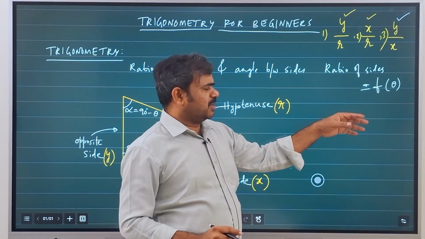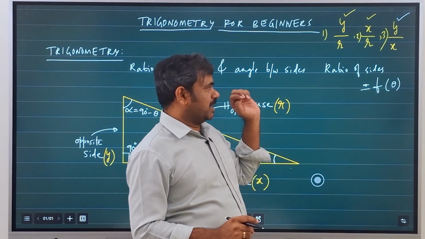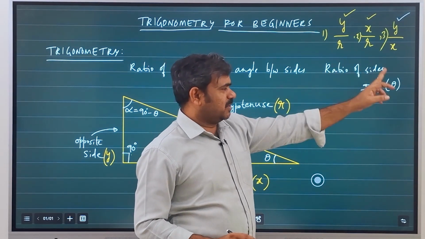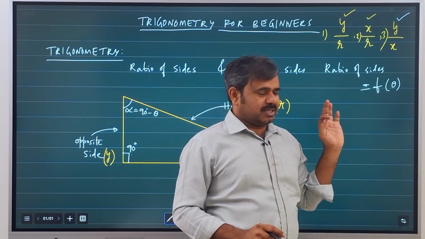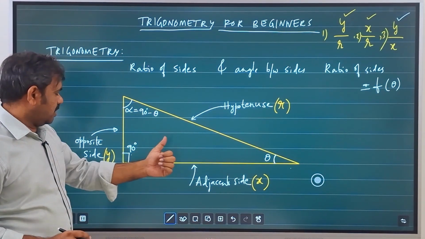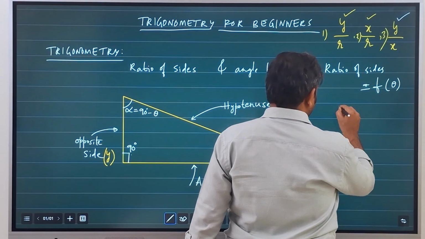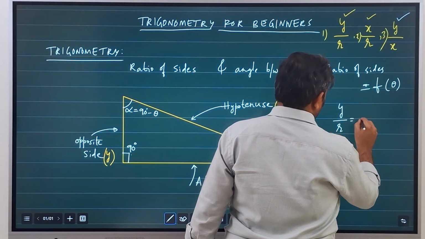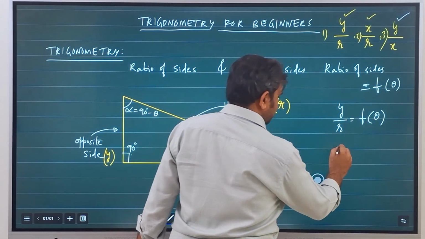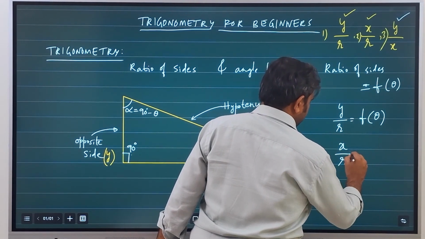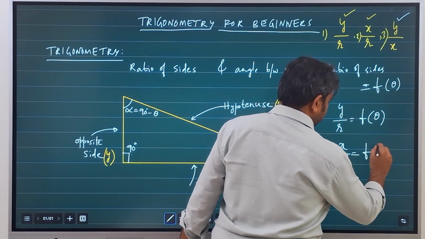Function of simply means depends on. In the language of maths, function of means depends on. The ratio y by r depends on theta. The ratio x by r depends on theta. The ratio y by x also depends on theta. Y by r, y divided by r means opposite side divided by hypotenuse, is a function of theta. X divided by r, that is the ratio of adjacent side to hypotenuse, is also a function of theta.